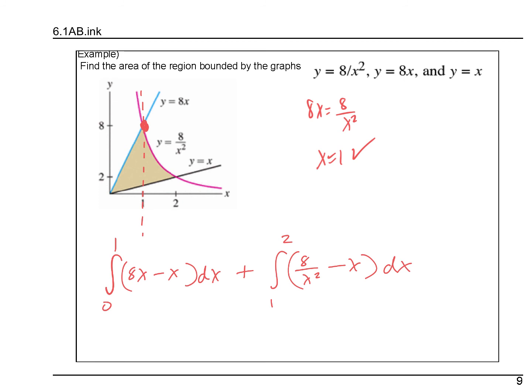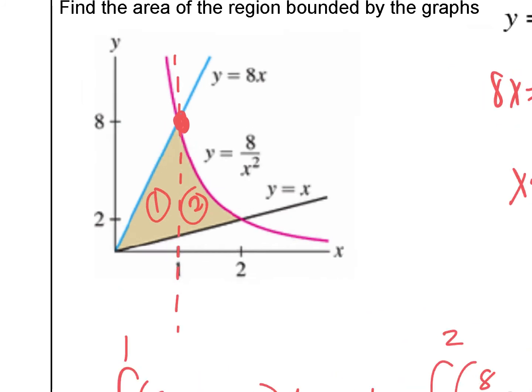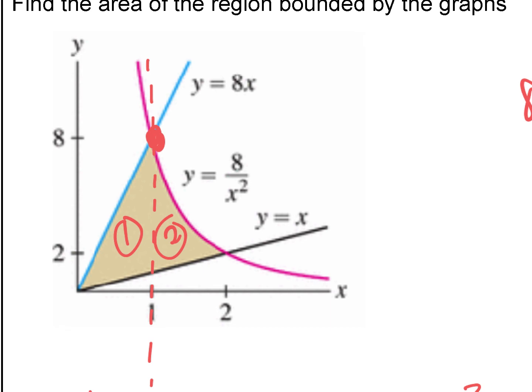Perfect. Awesome. So we need to break this up into 2 regions because currently there's 3 functions. Which one's the top one? Over here, the blue one was on top of black, but over here, the pink was on top of black. So when did that role change? It changed right where they intersected, at 1. So from 0 until 1, blue minus black, 8x minus x. From 1 until 2, that next point of intersection, it's 8 over x squared minus x.